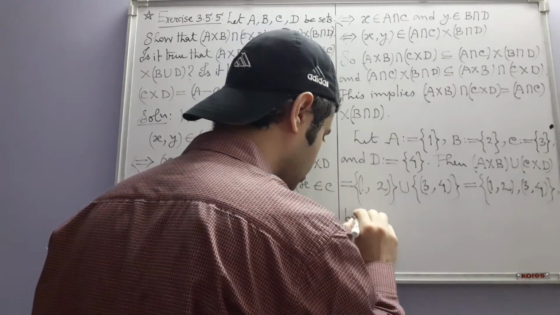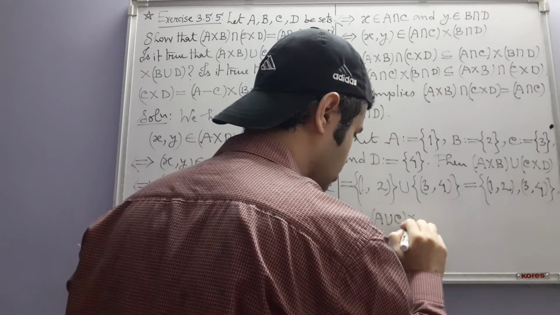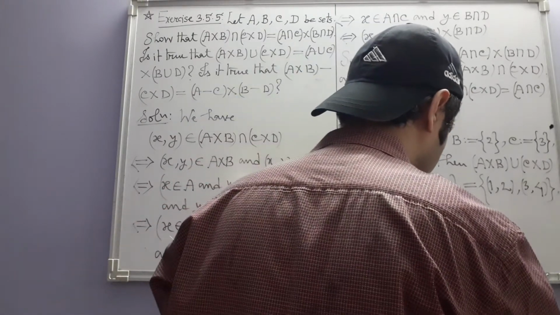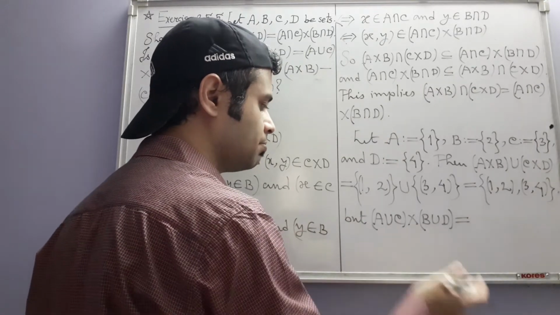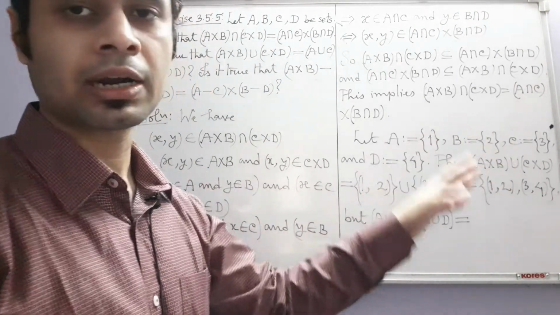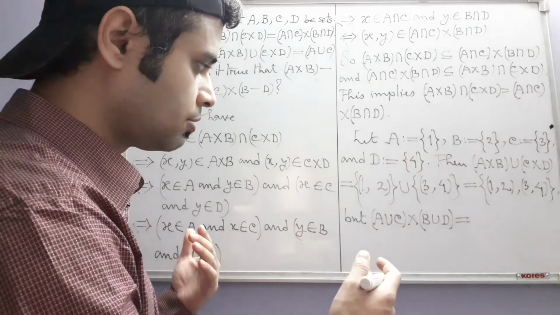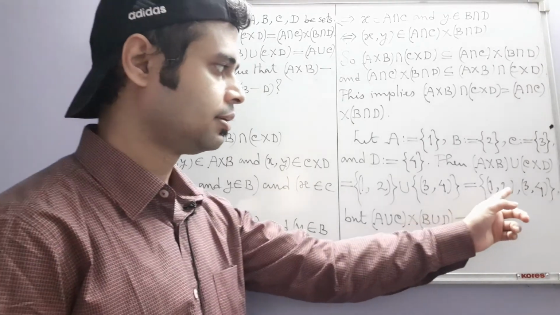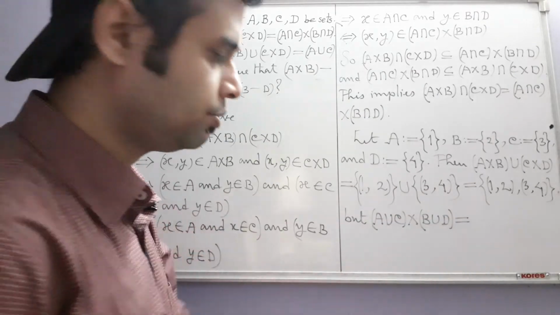But what about A union C cross B union D? This is going to have more elements. If you can see ahead of time why, then it's much better, because A union C will now have two elements, 1 and 3. B union D also has two elements, 2 and 4. So their Cartesian product will have 4 elements. So already you are getting the fact that this cannot be equal to that set, because it has 2 elements and that is going to have 4 elements.